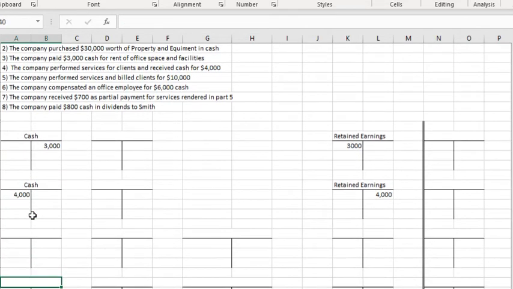Let's take a look at the fifth transaction. The company is performing services and billing clients for $10,000. In this case, we are not receiving cash. The clients owe the company $10,000. So we are going to increase accounts receivable by $10,000. And this is still revenue. So we are going to increase retained earnings by $10,000.